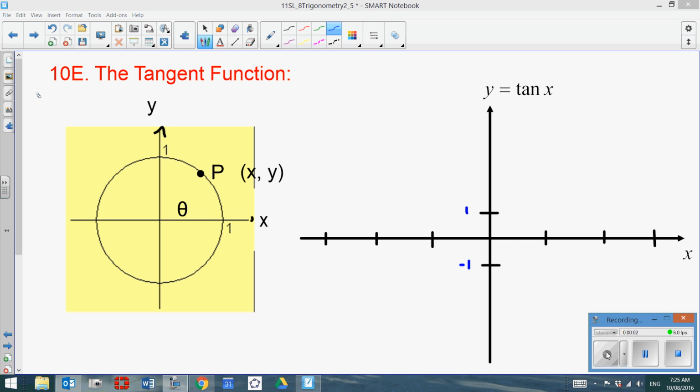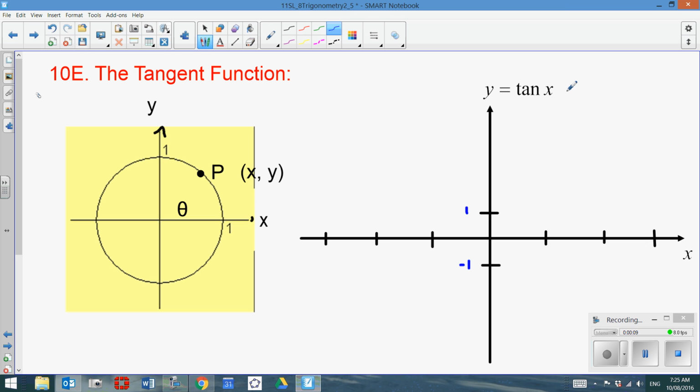Hi, IB. Here we go with graphing our tangent function. So a little bit different than our sine and cosine. Let's see what happens. Remember that your tangent is your sine divided by your cosine.